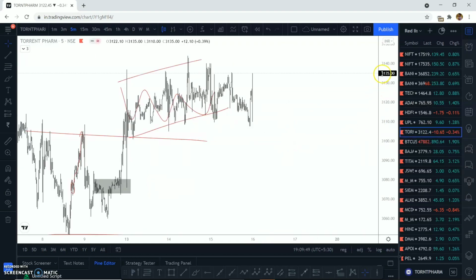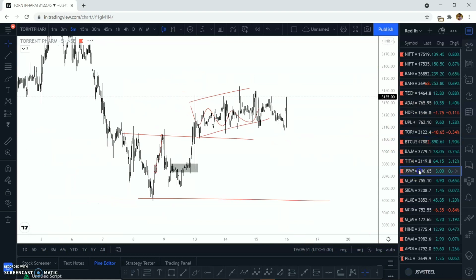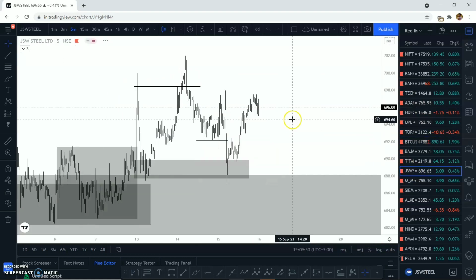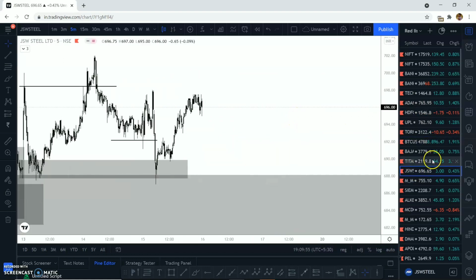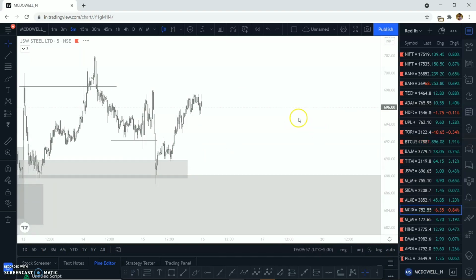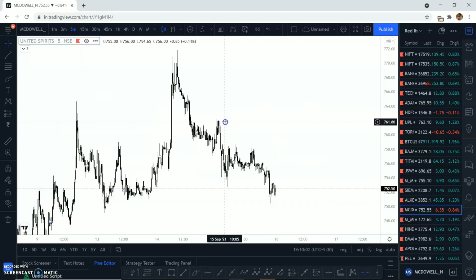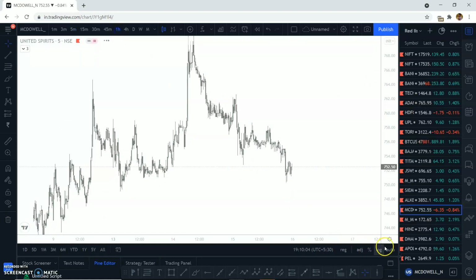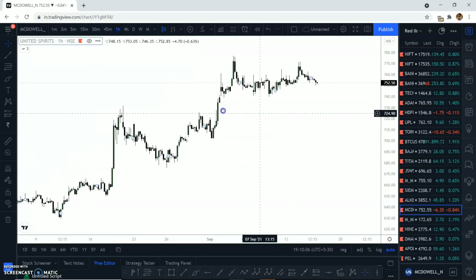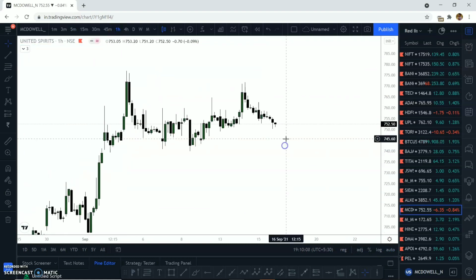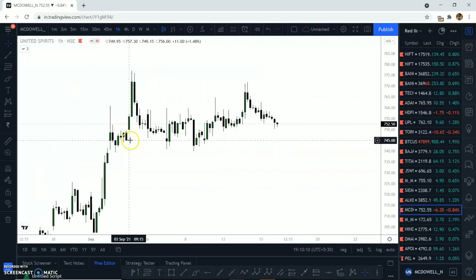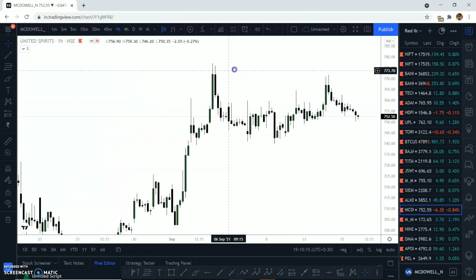All right, guys, so let's have a different look at charts. Let's look at different charts as well. Not this. Let's look at McDowell's. Yeah, so I'll remove everything. Let's go to the 1 hour time frame. So here, right, this area created some sort of up move, right?